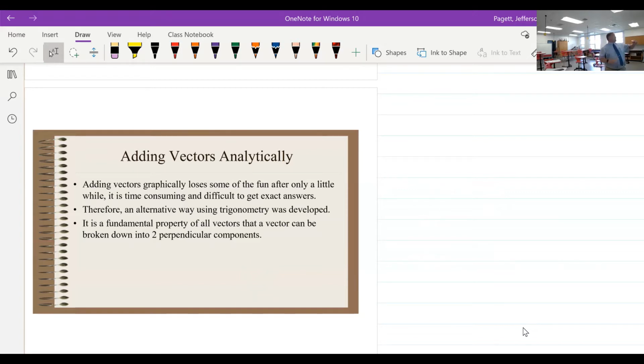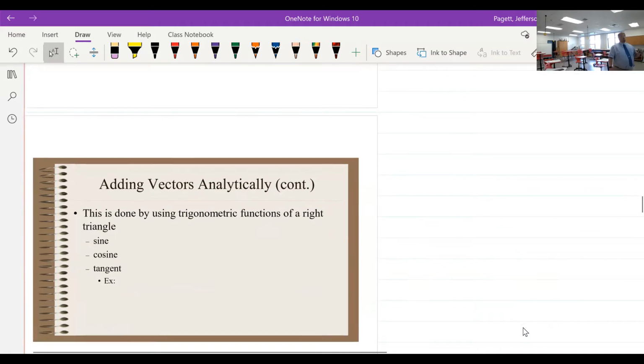And this is all based off of the fact that it's a fundamental property of all vectors that any vector can be broken down into two perpendicular components. Now, in reality, a vector can be broken up into an infinite number of components, into an infinite number of pieces. But we're going to break it up into two because that's what helps us the best. And so what we're going to do is take a vector acting at an angle, because really, if the vectors are parallel or equiparallel or even perpendicular to each other, those we already know how to add together.